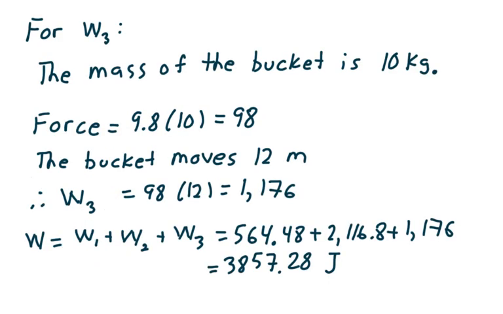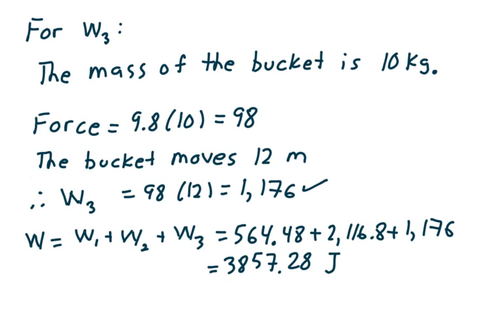What about the work required to move the bucket? This one's the most straightforward of the three. The mass of the bucket is 10 kilograms. So the force is 9.8 times 10, which is 98. Okay? So the bucket moves 12 meters. And so W sub 3 is 98 times 12, which is 1,176. So W is W sub 1 plus W sub 2 plus W sub 3.